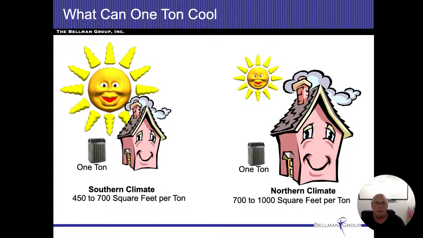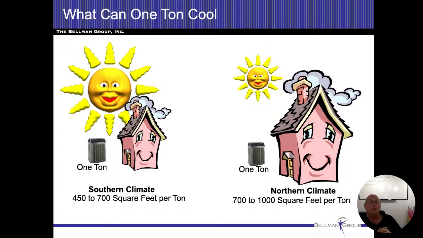Basically, what they're going to try and determine is how much heat loss is going to be happening in this house so that they can put in the right size system to replace that heat loss or heat gain. When we're talking about air conditioning, the houses are going to gain heat. We need to absorb that heat and remove it from the house.